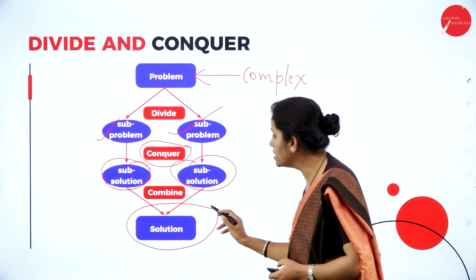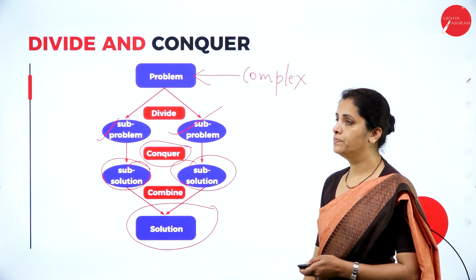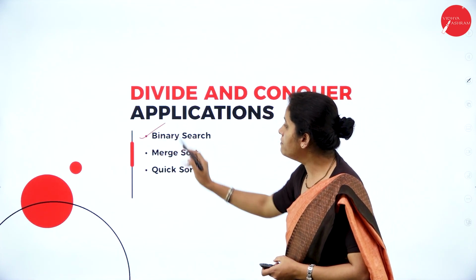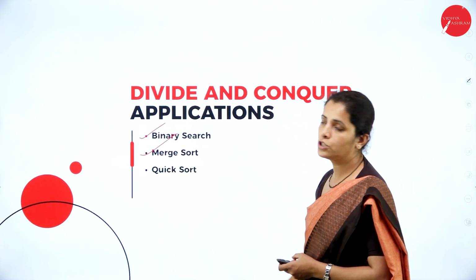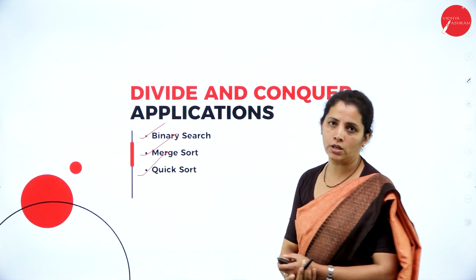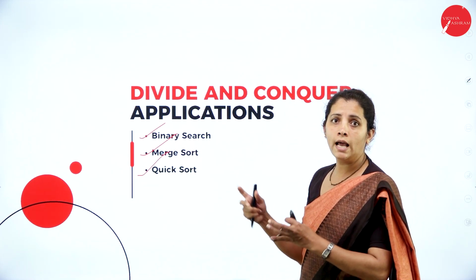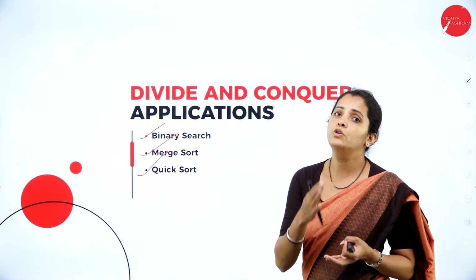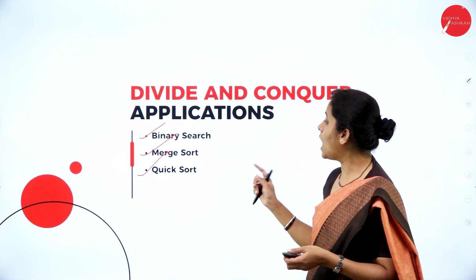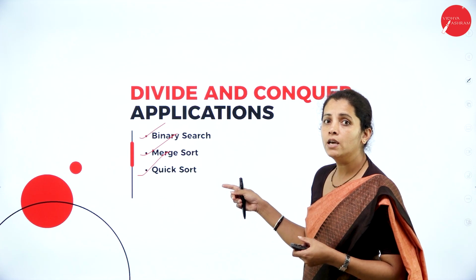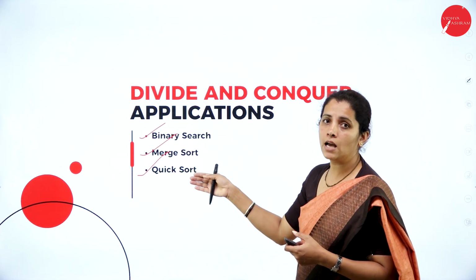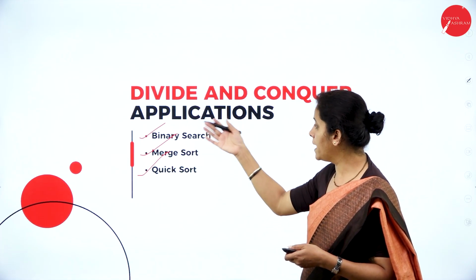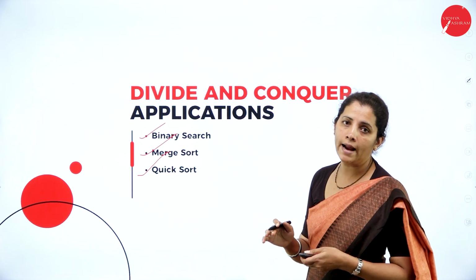I'll combine the solutions in order to get the final solution. In the divide and conquer technique, we can have binary search, merge sort, and even quick sort. Here, I divide the complex problem into smaller sub-problems, find the solution for each individual sub-problem, and then combine the solutions. These are some examples of divide and conquer algorithms. Most commonly we use binary search, merge sort, and quick sort.